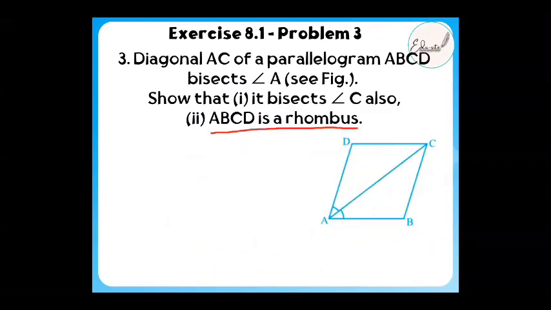The second proof is that they have told you to prove that ABCD is a rhombus. How will you prove that it is a rhombus? To prove that something is a rhombus, what do we need, Laiba?